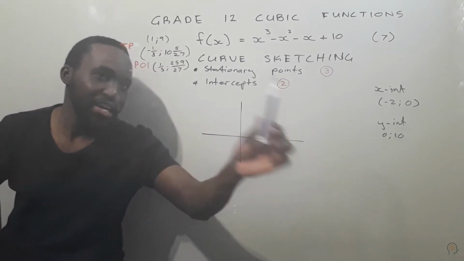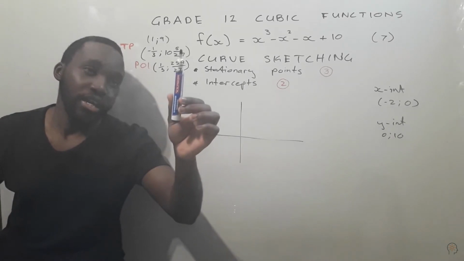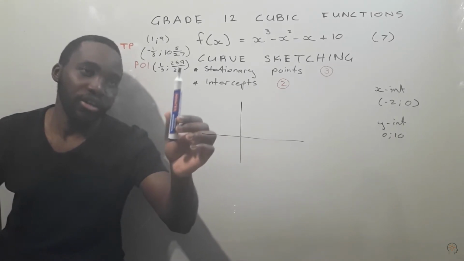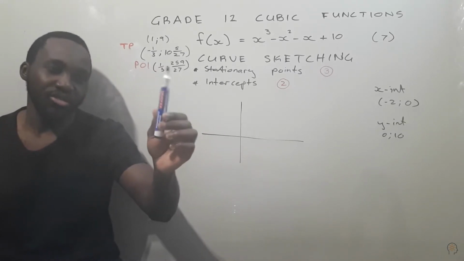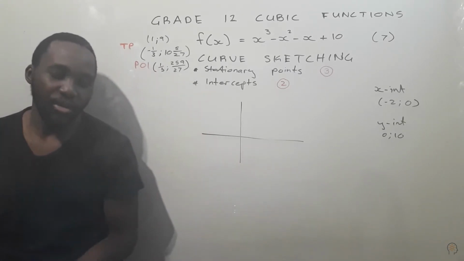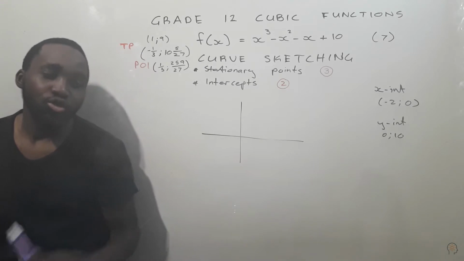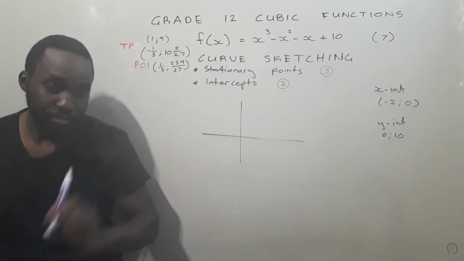You get 10, and 5/27, and then here 259/27. This is just around 910, somewhere there. So our scale, you don't need to have a scale here. Please keep that in mind.